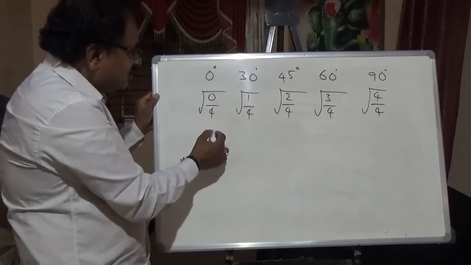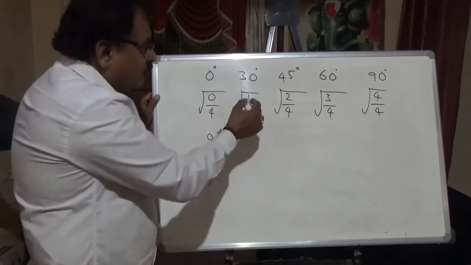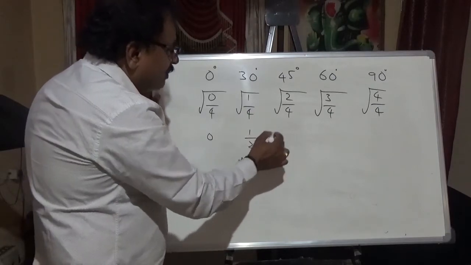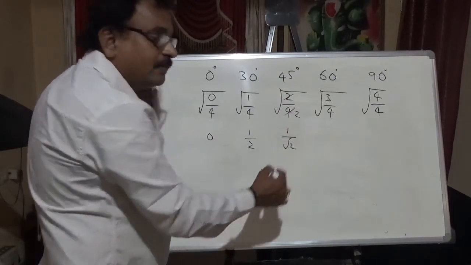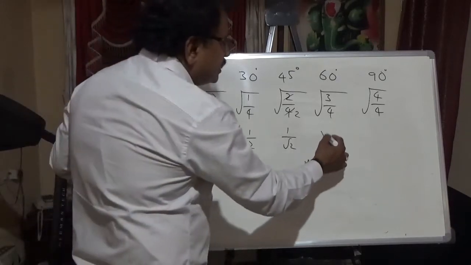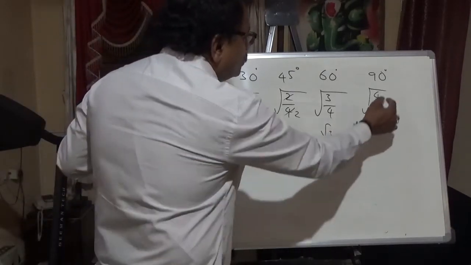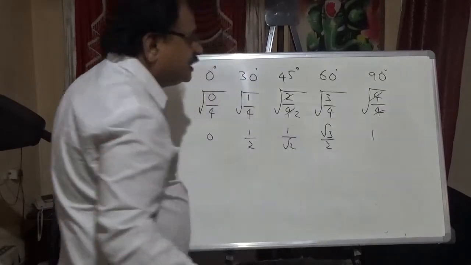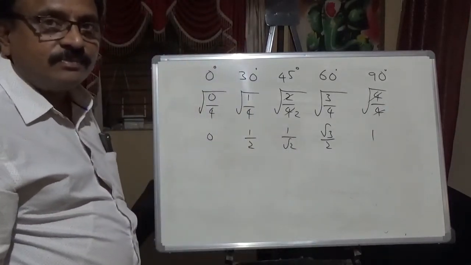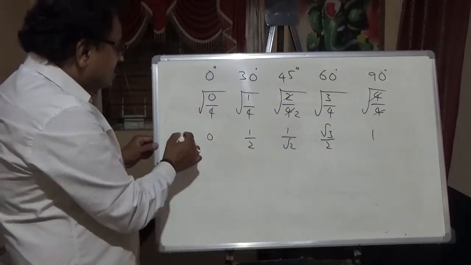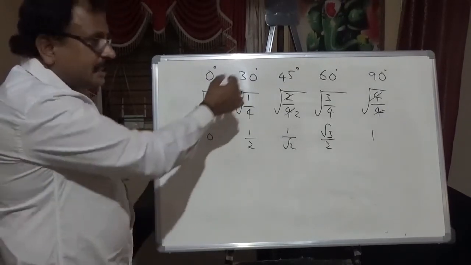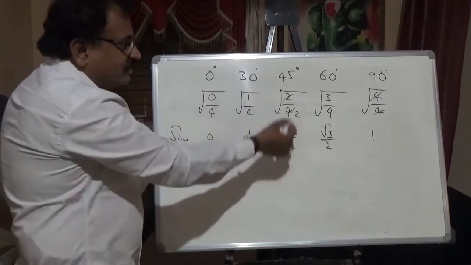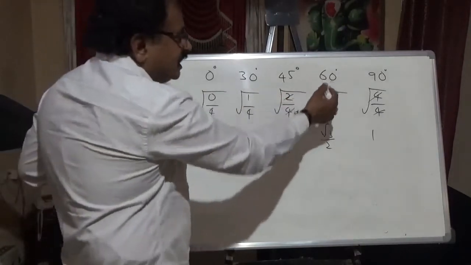0 by something, 0. Already I told you. 1 by 4 square root is 1 by 2. 2 by 4 is 1 by root 2. This is root 3 by 2. 4 by 4 cancel, this is 1. These are the values of sine. Sine 0 is 0. Sine 30 is 1 by 2. Sine 45 is 1 by root 2. Sine 60 is root 3 by 2.